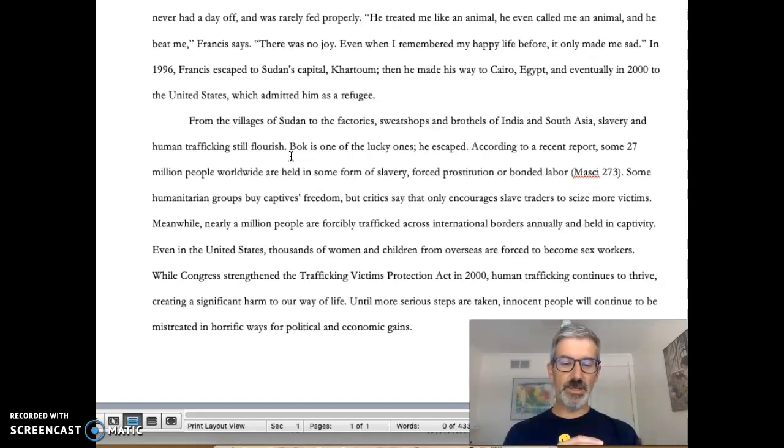And now we're going to get into our thesis statement. That starts right here with the word "while." While Congress strengthened the Trafficking Victims Protection Act in 2000, human trafficking continues to thrive, creating a significant harm to our way of life. One sentence thesis, this is a problem, is basically what the thesis says. Now we have our statement of condition. This one begins with the word "until," which is quite common. Until more serious steps are taken, innocent people will continue to be mistreated in horrific ways for political and economic gains.